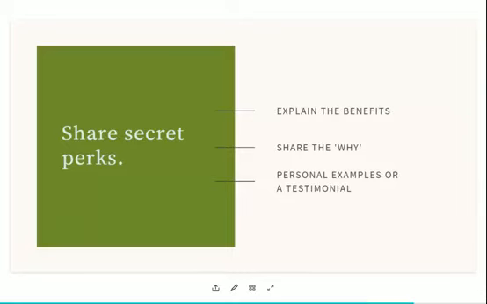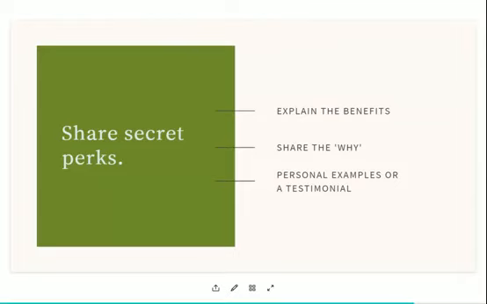So explain the benefits. Why should I choose you over everyone else? What do you have that no one else has? We want to share those secret perks with them. And again, circle back to the why. Why do you do this for patients or clients? It's because you care. It's because you want them to feel well, and you want their pets to be happy. So really pushing those core benefits as well as the secret perks that maybe aren't quite so obvious.